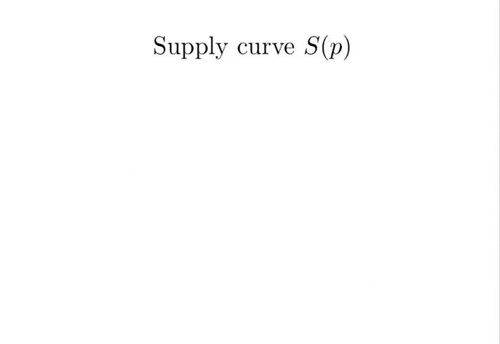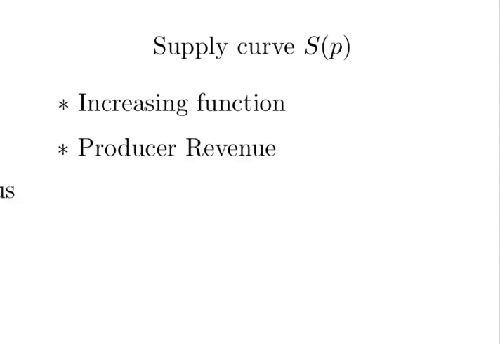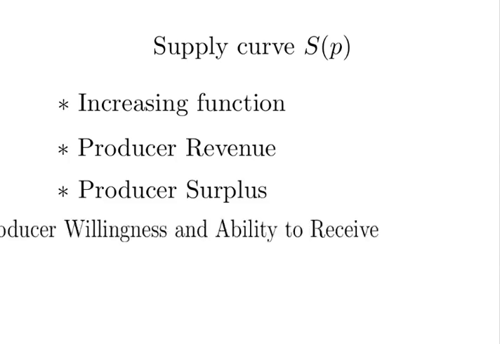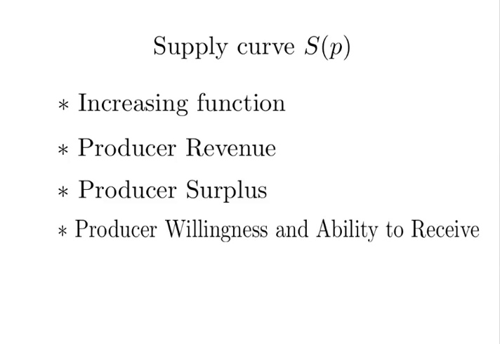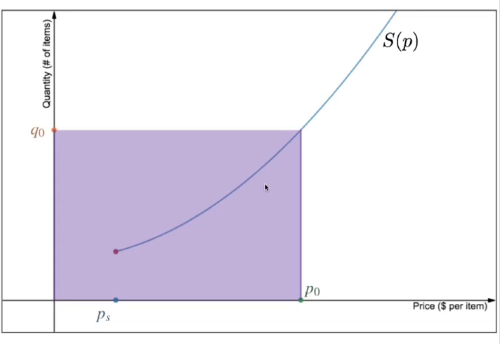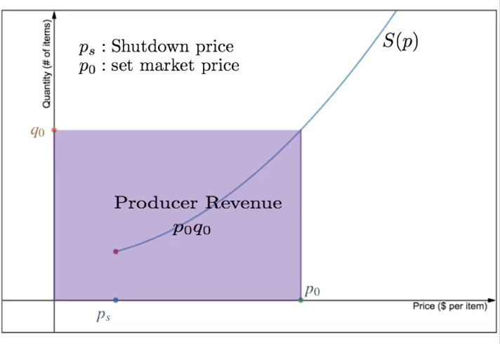Next, we study about the supply curve S of P. This is an increasing function. We learn about producer revenue, producer surplus, and the producer willingness and ability to receive. For the producer revenue, this is the area of the rectangle regions right here, and it is equal to P0 times Q0, for P0 is the set market price and Q0 is the quantity supplied.